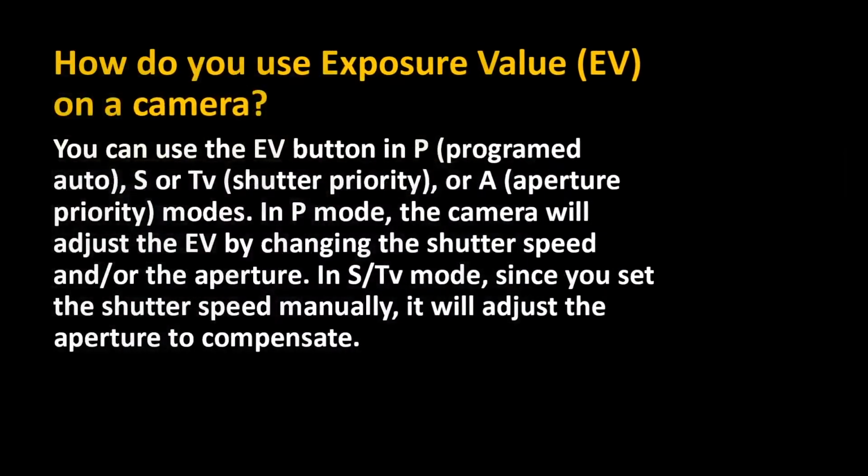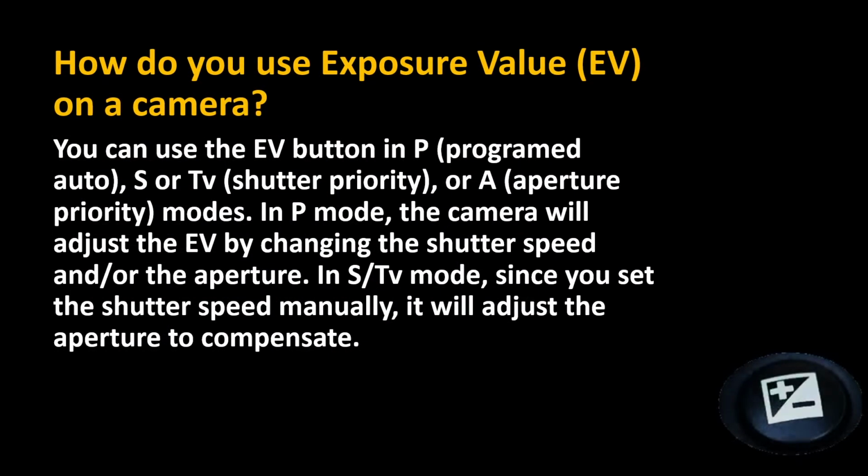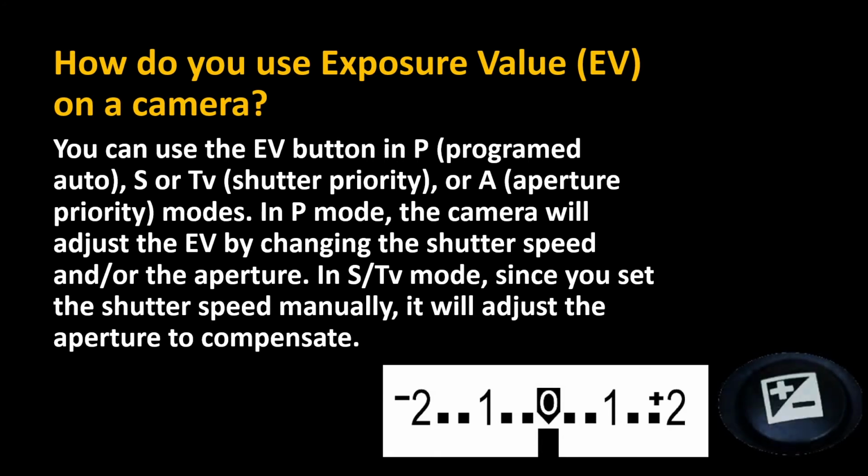How do you use exposure value on a camera? You can use the exposure value button in programmed auto, shutter priority, or aperture priority modes. In P mode, the camera will adjust the exposure value by changing the shutter speed and/or the aperture. In S or TV mode, since you set the shutter speed manually, it will adjust the aperture to compensate.